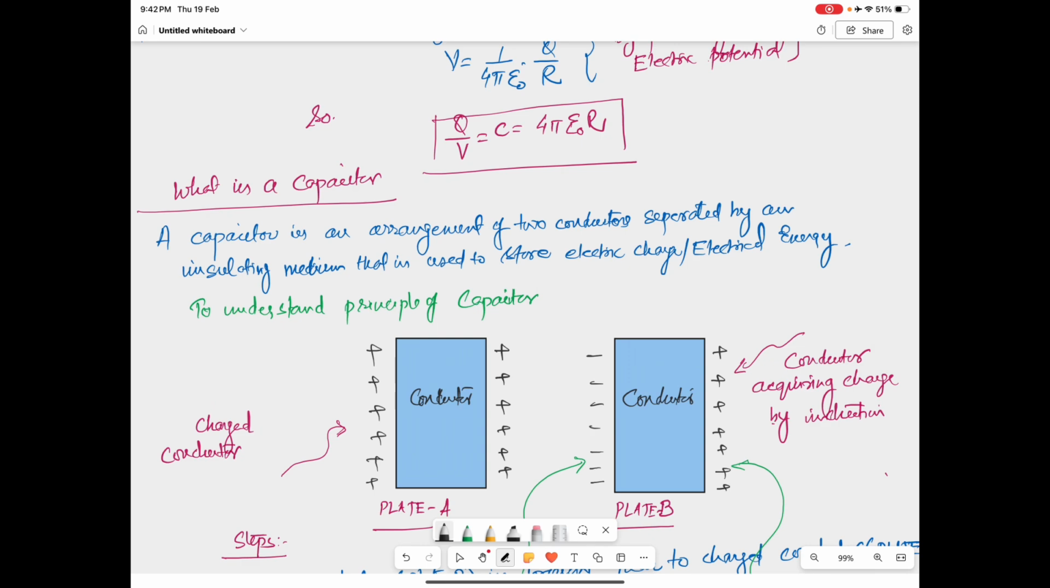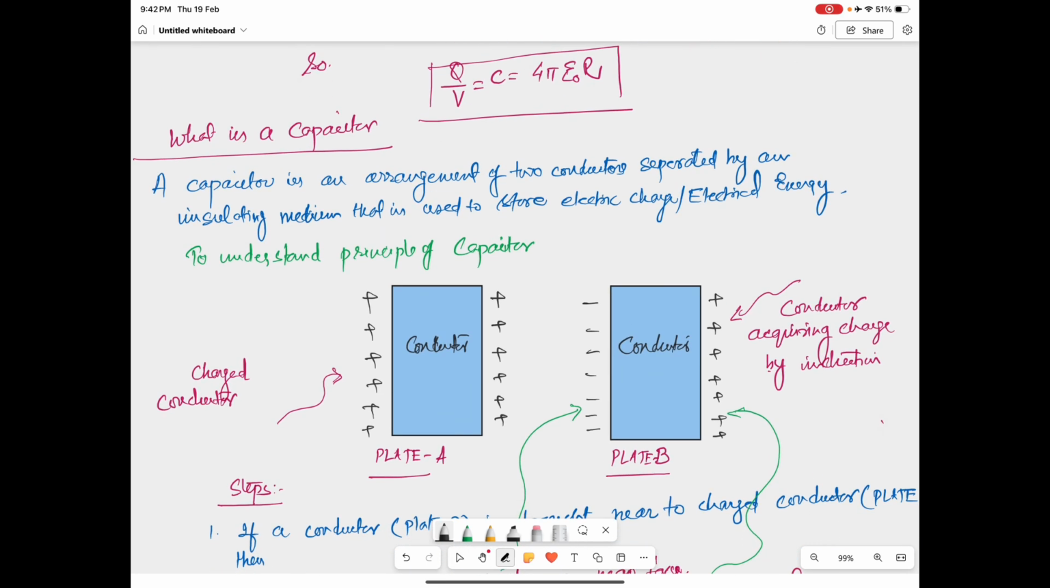Okay, so how will I explain this? To understand the principle of the capacitor, suppose I have an isolated conductor. You can see here plate A, this is an isolated conductor and is positively charged. So the charge is positive, which is entirely lying on its surface.